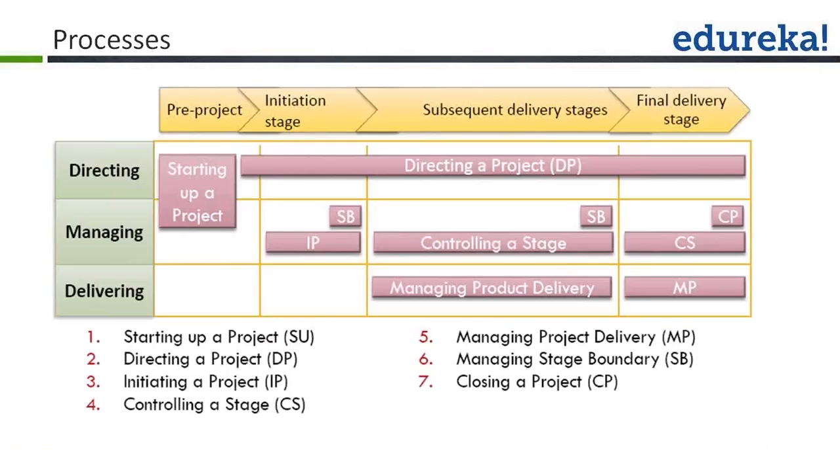Now I am moving to the third important integrated element, process. Now before we start talking about the process, I'll give you a brief overview about the structure of a Prince2 project. As you see on the top of this diagram, a Prince2 project can be divided into pre-project, initiation stage, and subsequent delivery stages followed by the final stage.